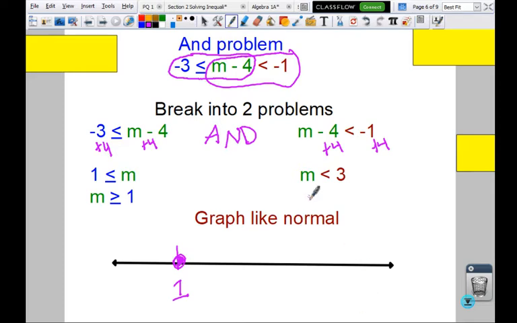Alright, so my smaller one is on 1. My next one is on 3. I'm going to make my circle. I am not going to fill in this circle though, because I don't have the extra thing. And because it is an and problem, I am connecting my dots.